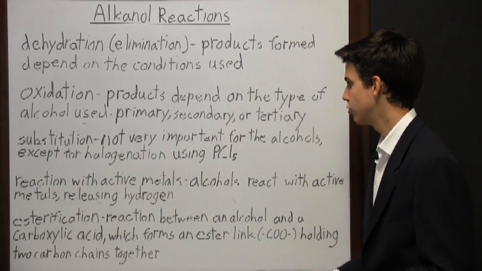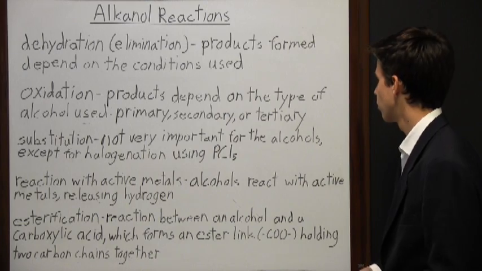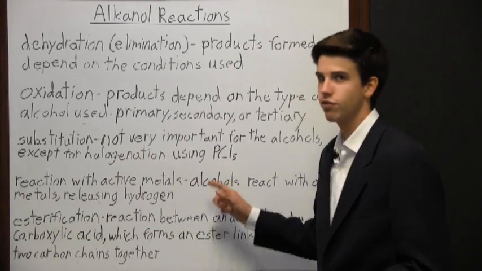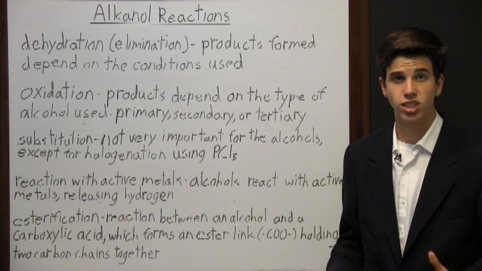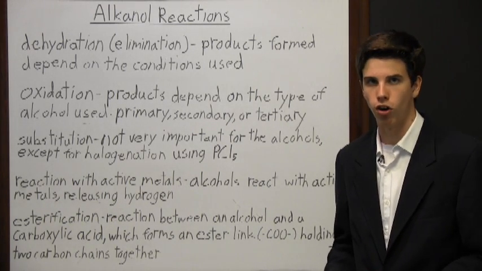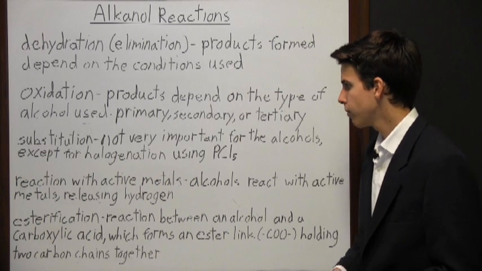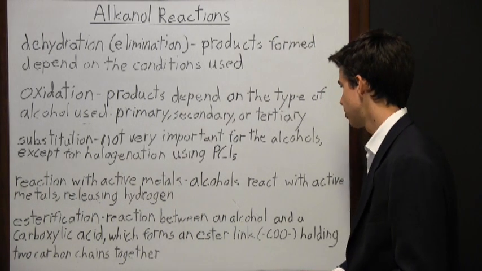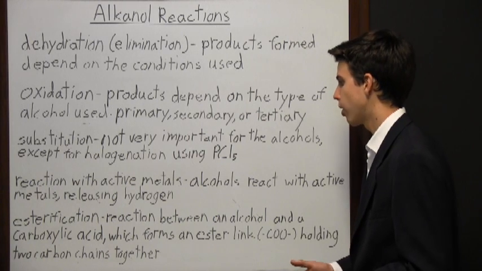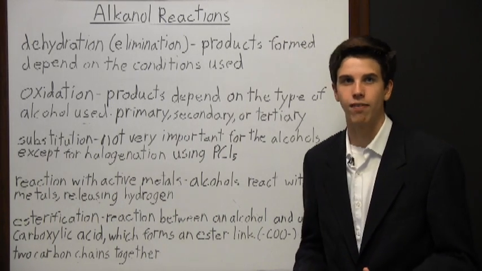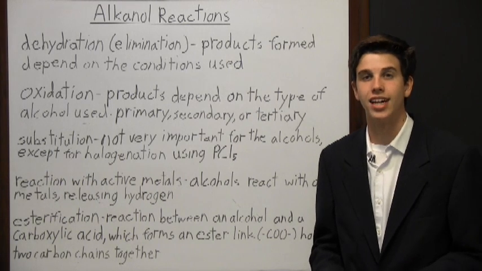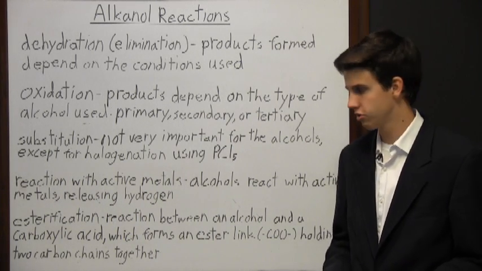Now we come to substitution, which is usually not very important for the alcohols except for halogenation using phosphorus pentachloride. So substitution may be used as an identifying test for the alcohol group. Then a reaction with active metals is just what it sounds like. When alcohols react with active metals, they release hydrogen. And so this also may be used as an identifying test for alcohols.